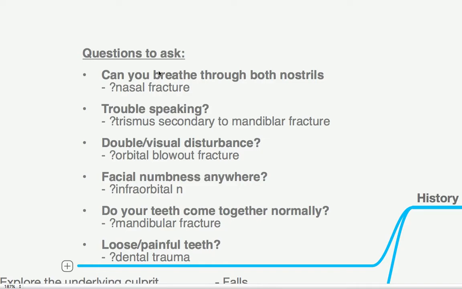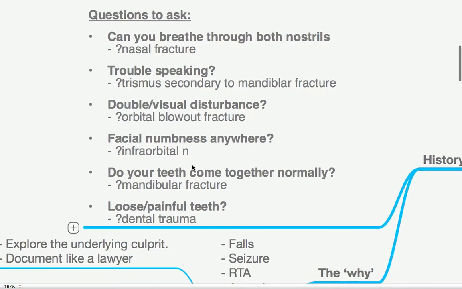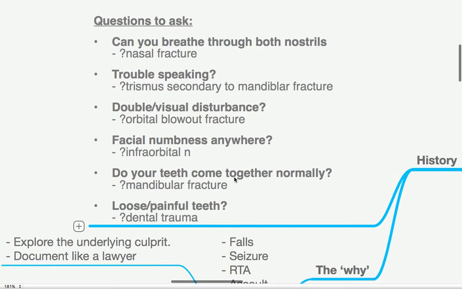The infraorbital nerve can frequently be damaged because it exits through the maxilla anteriorly, and that may result in reduction in sensation lateral to the nose, or underneath the eye, that sort of area. Do your teeth come together normally? If not, maybe there's a fracture of the mandible. And similarly, are there any loose or painful teeth that may indicate dental trauma?